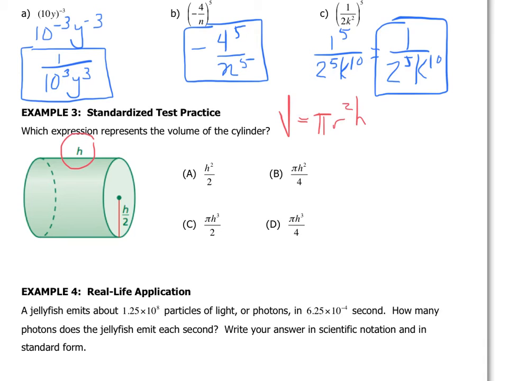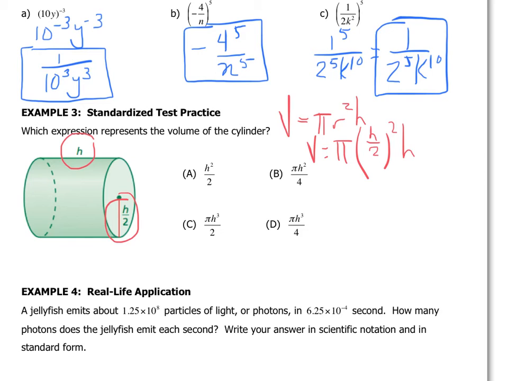So the height we don't have. The radius we have, but we have it in a weird form. So really what I've got to do is plug this in for what I have and not just deal with what we don't have. So h over 2 is my radius times height.